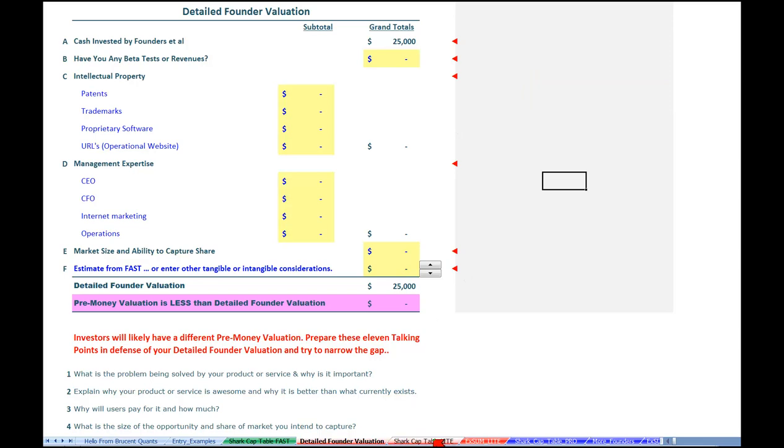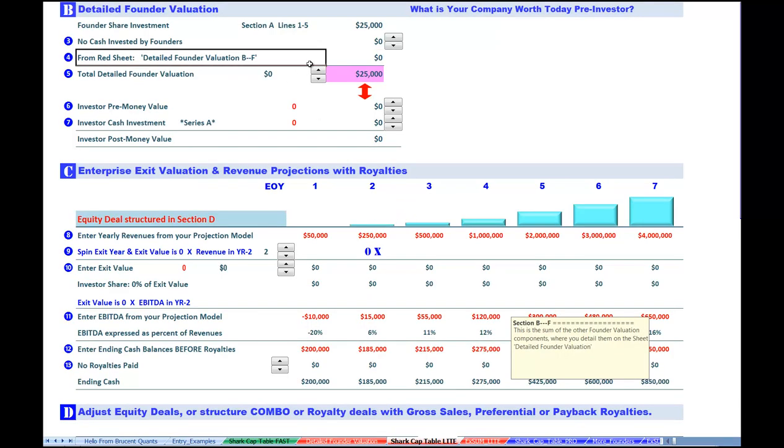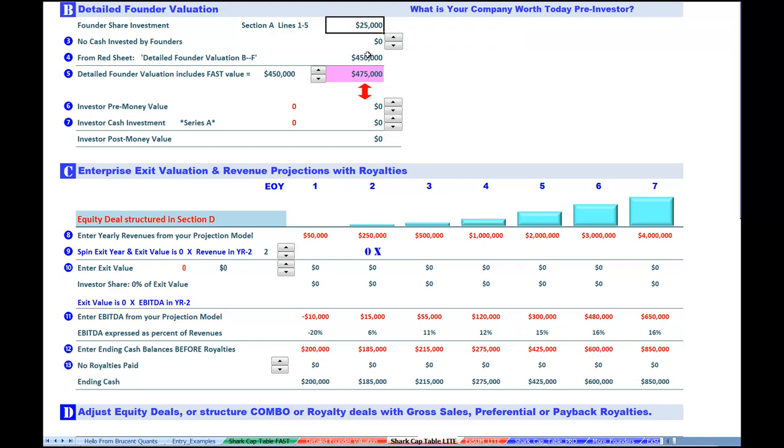We are not going to go through those details. We are simply going to come in here and use this little spinner here. We're going to say we are worth $450,000. $25,000 plus $450,000 gives us a founder's valuation of $475,000.